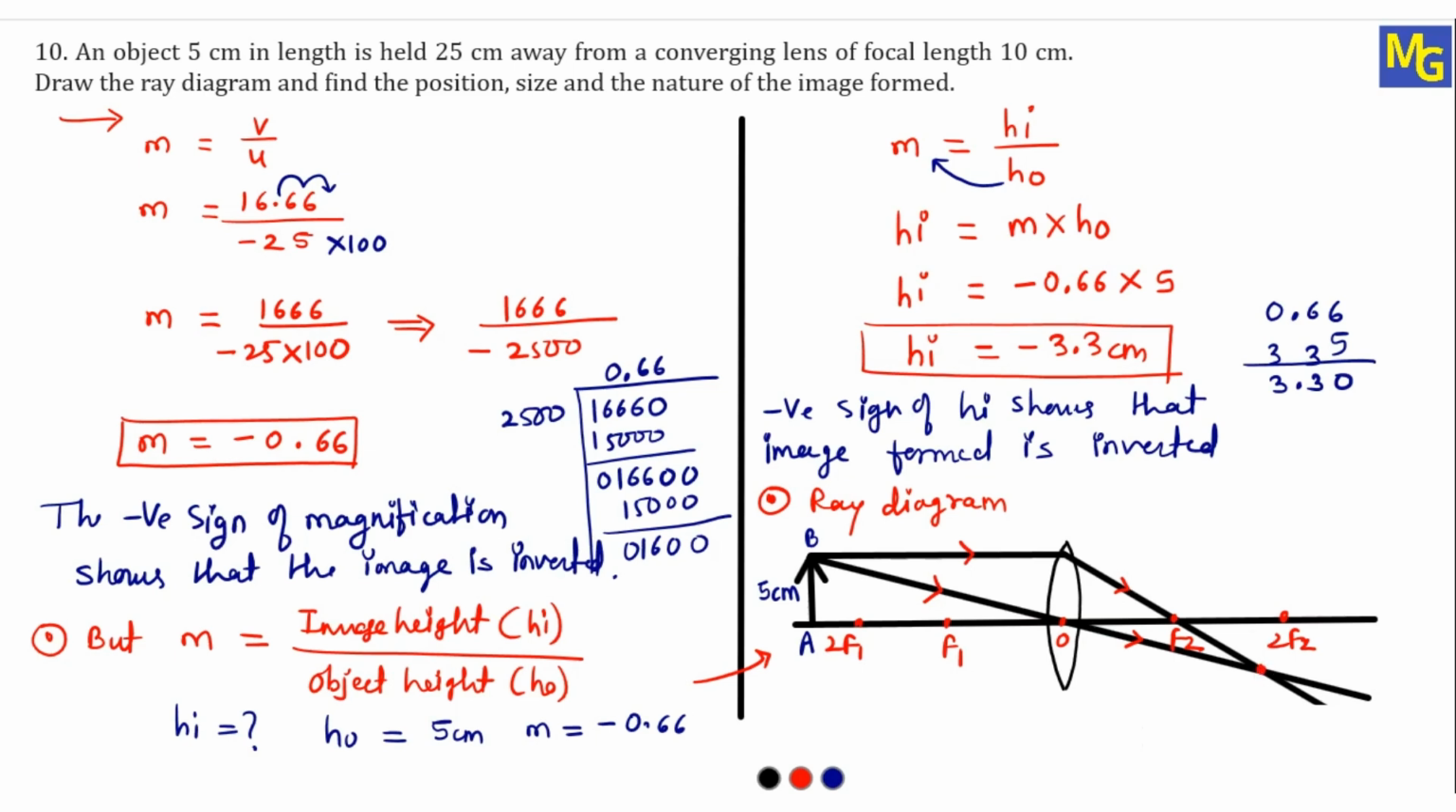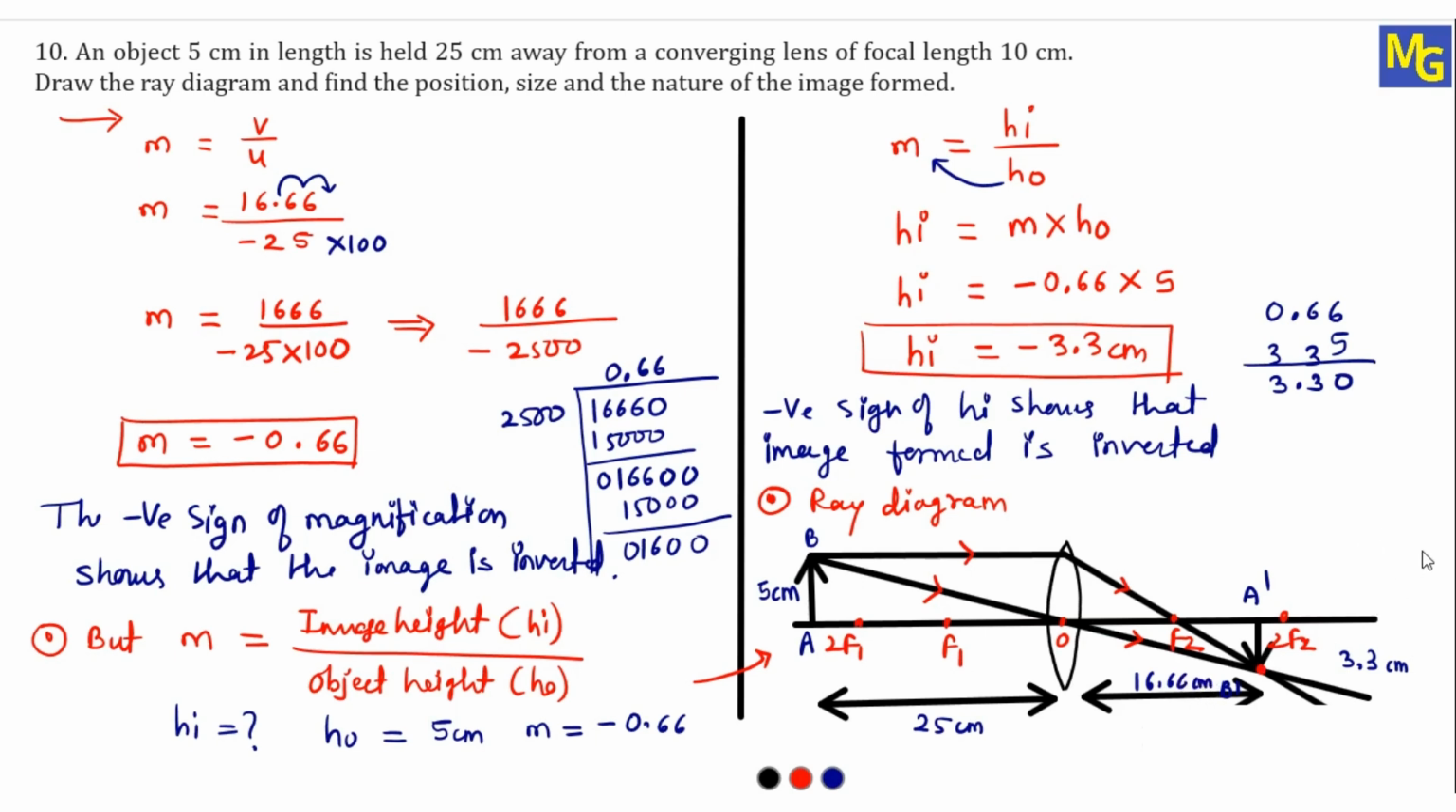So let me draw this image. This is my image. I will label it A dash and B dash. And what is the height of this? This is 3.3, so I'll write 3.3 here. Here I'm not writing any sign because you should remember, if it is inverted, it should be negative. Here this distance is 25 centimeter, that is the object distance, and this distance is 16.66, we have found it out, that is the image distance. And this is the ray diagram for this question.